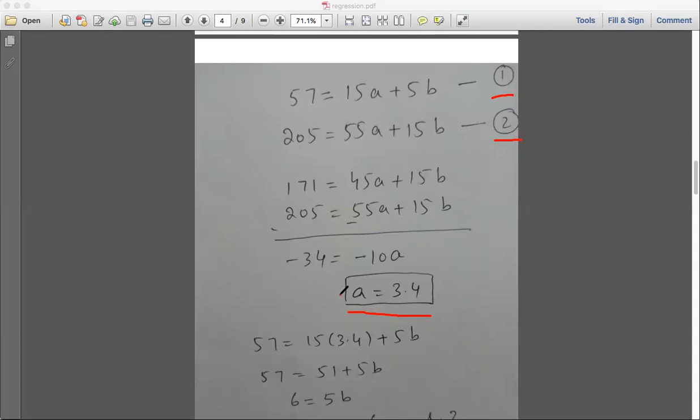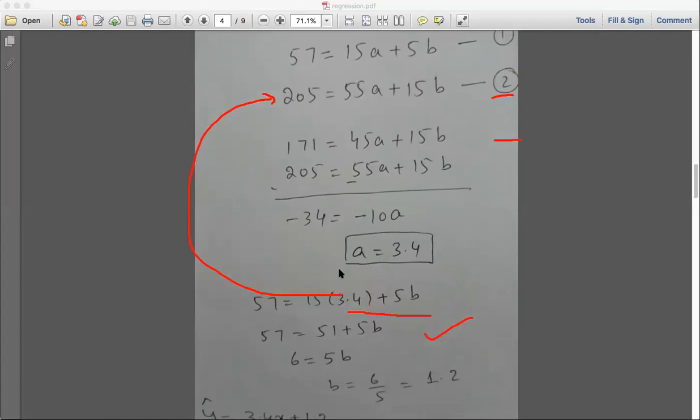Now we can put this value of a in any equation. So here I am putting this value in equation 1. You can see this one, and solve for b. When we solve for b, the value of b comes to 1.2. The value of b is 1.2. Now put these values, where will we put them? Y is equal to the regression line y in terms of x is equal to ax plus b.